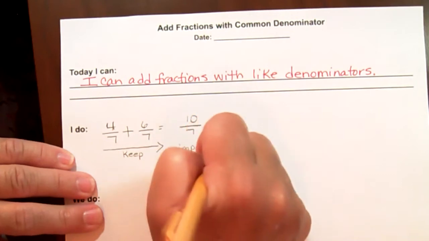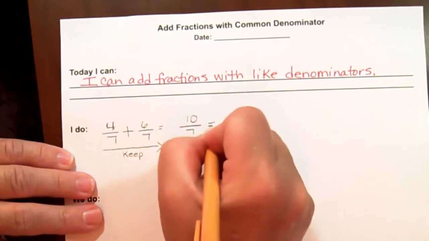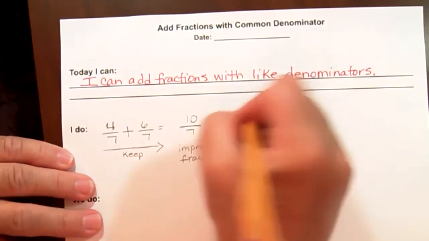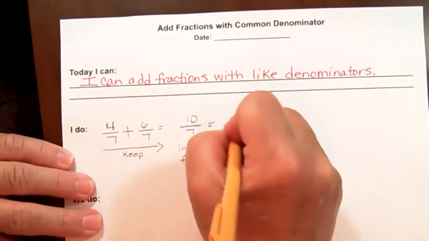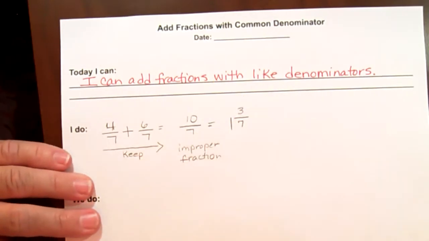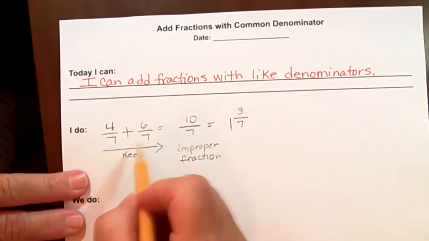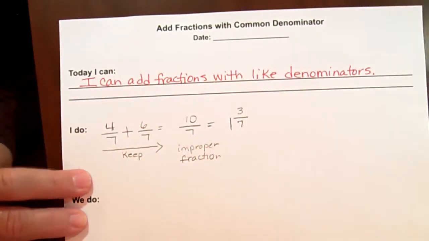And you ask yourself, how many 7s are in 10? And that would be 1. And how many's left over? That would be 3. And you keep the denominator. So that's all it is to adding fractions with common denominators.